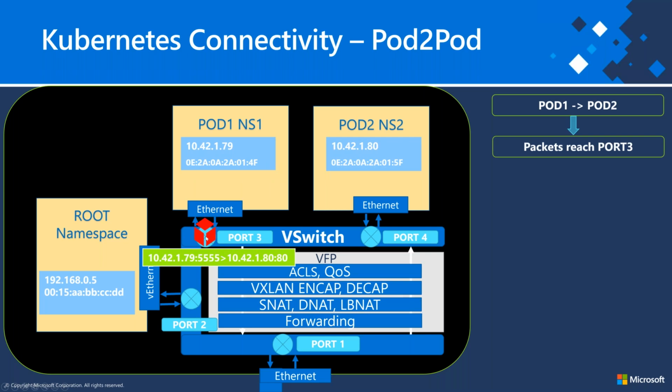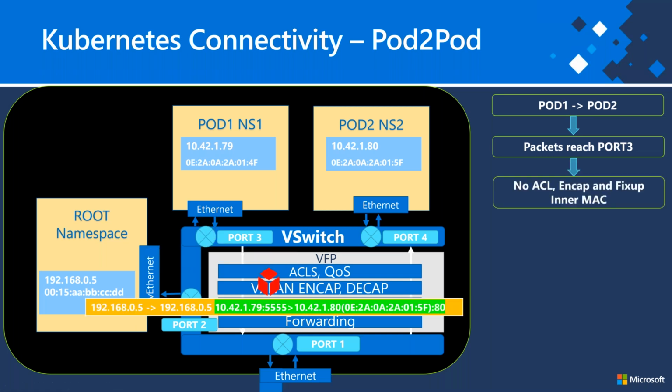On each port, we have a similar set of VFP rules, and they are programmed by HNS. So assume there is no ACL. The packet reaches the encap layer. Based on Flannel propagating that information, we have programmed an encap rule that says if the destination falls in one of those spots CIDR range, encap the packet with the provider address as the host IP. So you can see that this is the inner packet, and the outer packet is added. The outer packet header is basically 0.5 sending to 0.5 because the destination pod is also in the same host. We also fix up the inner MAC.